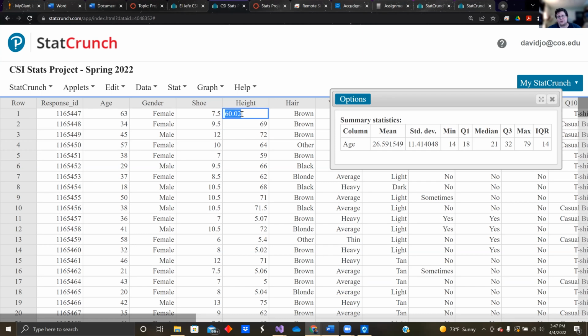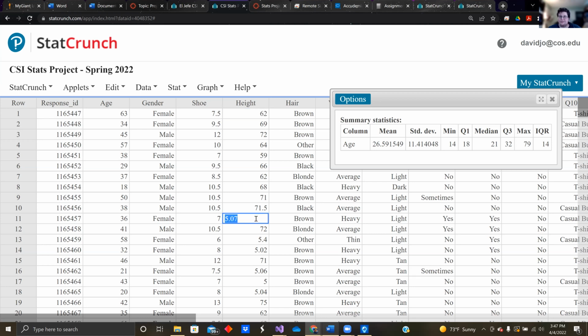I'm guessing this person thought they were doing the 5 foot. They converted it to 60. And then they wanted to do the 2 inches. They kind of combined the method. This should probably be 62. And so you're going to want to go through and look for anomalies like that. 71.5 is probably them saying that extra half inch. So that's fine.